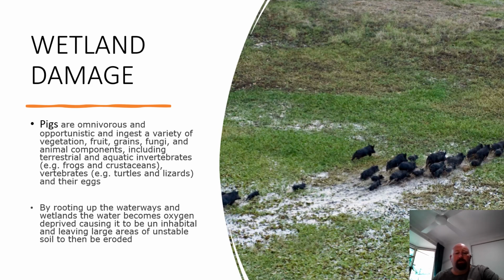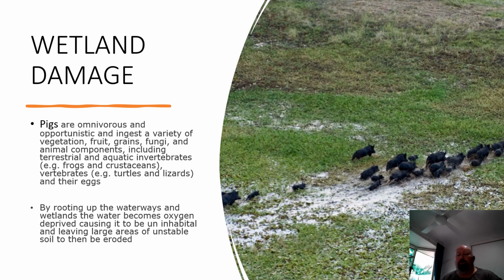Wetland damage would be by far one of the biggest environmental damages that we have in Australia. Pigs are omnivorous and opportunistic and ingest a variety of vegetation, fruits, grains, fungi and animal components, including terrestrial and aquatic invertebrates, e.g. frogs, crustaceans and other things such as turtles and lizards and their eggs.